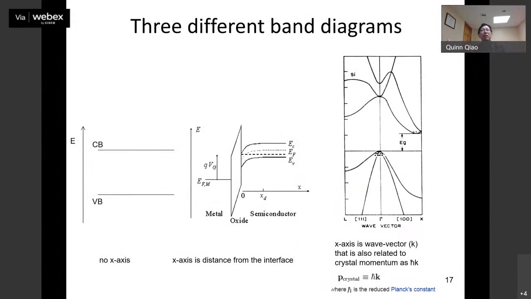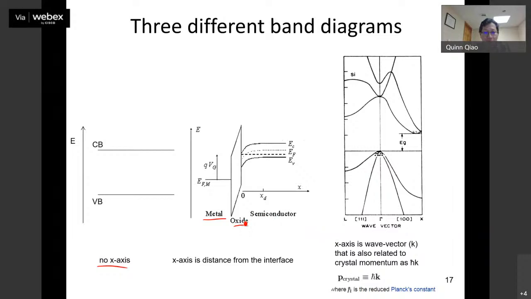So basically, there are three different ways to draw the band structures. A simple way has no x-axis. You just see the conduction band here, valence band here. A lot of people draw it that way, right? And then there's the x-axis. Basically, if you have a device, you want to start from the surface of the device. The device is metal, and then you have oxide. This is basically a metal oxide, a MOS transistor or something like this, right?